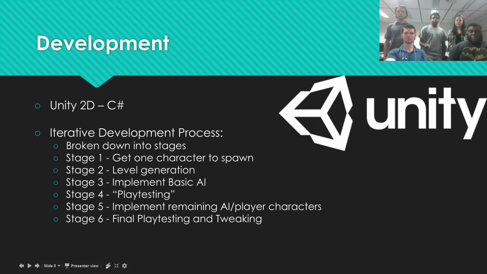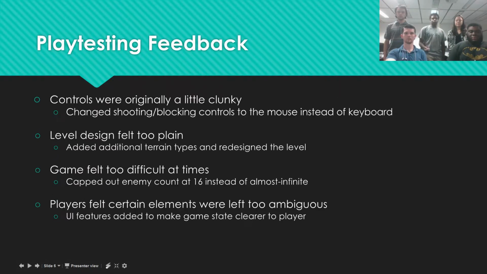From playtesting, we learned a few things from our players, who include a couple of classmates as well as some friends we found along the way. The controls were originally a bit clunky, so we modified that to adjust for player concerns. Level design was a bit too plain, a bit chaotic. We adjusted that as well. The game felt difficult, so we limited the number of enemies that could spawn at a time, since originally they could spawn infinitely. And we also added some UI elements to give players a bit more clarity when playing the game.